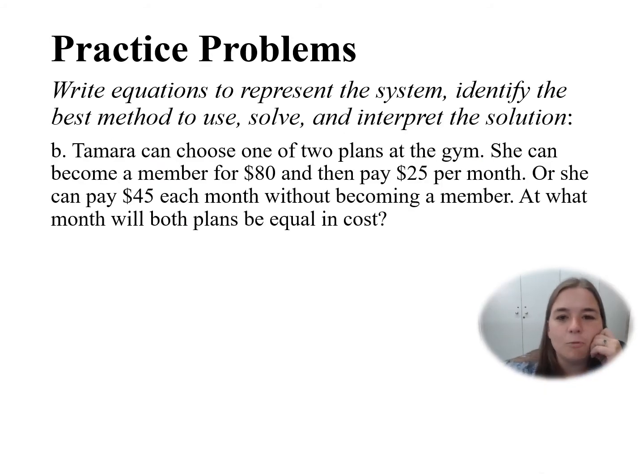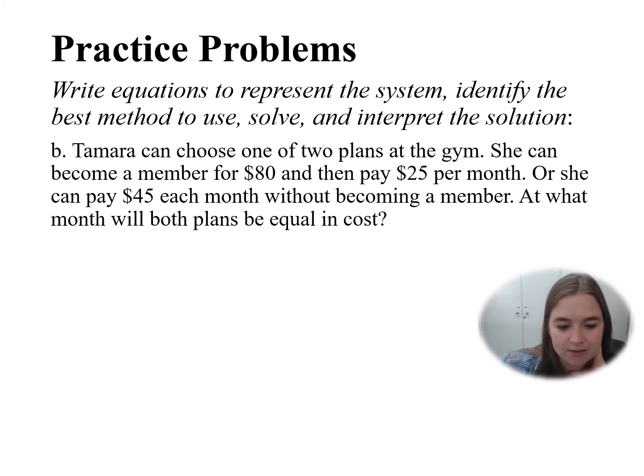Okay. Well, now let's make it one step more challenging. We're going to take a situation, and the first thing we'll need to do is to write those equations. Once I have my equations written, I'll identify the best method, solve it, and then interpret the solution. So Tamara can choose one of 2 plans at the gym. She can become a member for $80 and then pay $25 per month, or she can pay $45 each month without becoming a member. At what month will both plans be equal in cost?